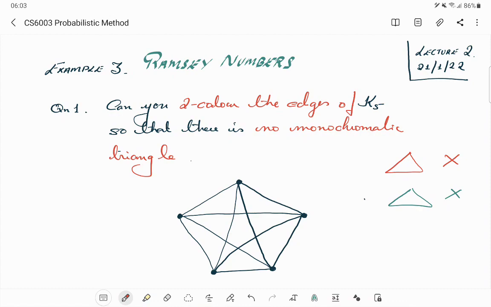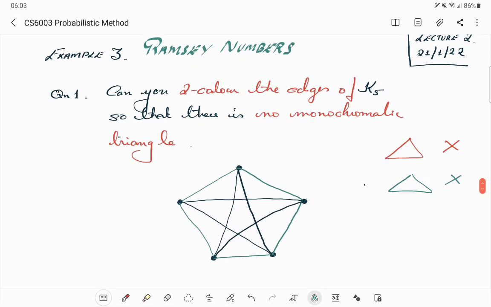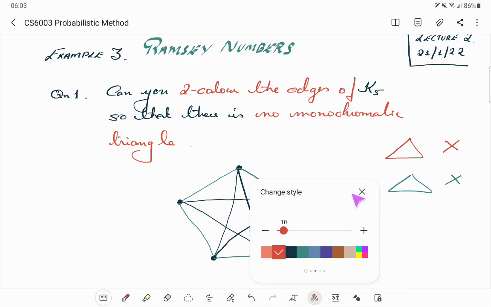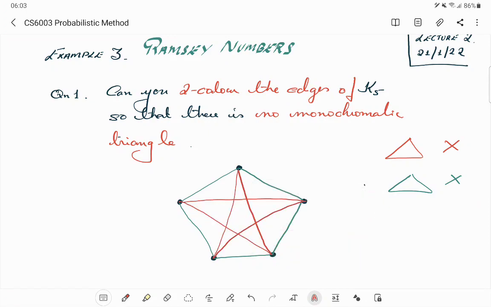I'm assuming you have tried, and almost all of you, I'm sure, would have found a coloring which works. So let me show you. Let me color using green the 5 outer edges of the K5, the way it is drawn. What do the green edges together form? The green edges together form a C5, a cycle on 5 vertices, and it does not have a triangle. So the green color class is okay, there is no green triangle. Now the remaining edges I give a red color.